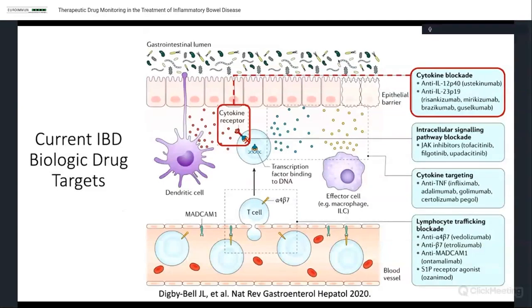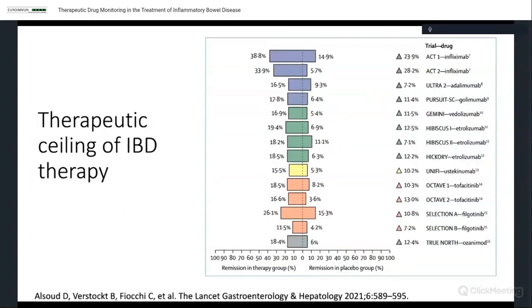And lastly, we have additional biologics that block different cytokines, including IL-12 and IL-23. The two available currently are ustekinumab, which blocks both IL-12 and IL-23, and risankizumab, which blocks IL-23 alone. Now, while biologic drugs have transformed the care of patients with inflammatory bowel disease, there are some opportunities for improvement.